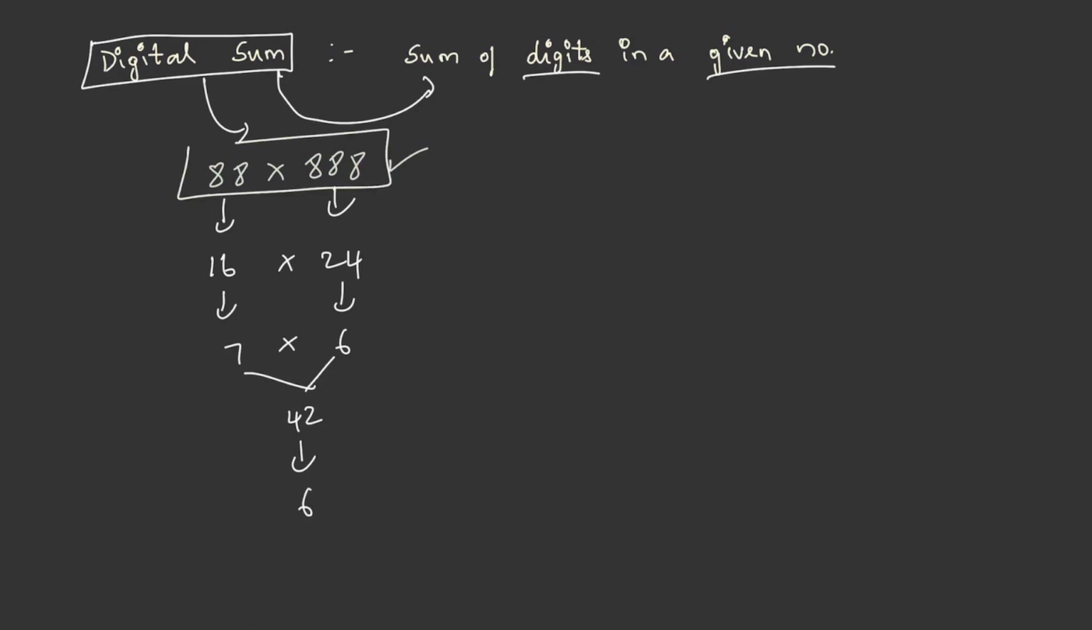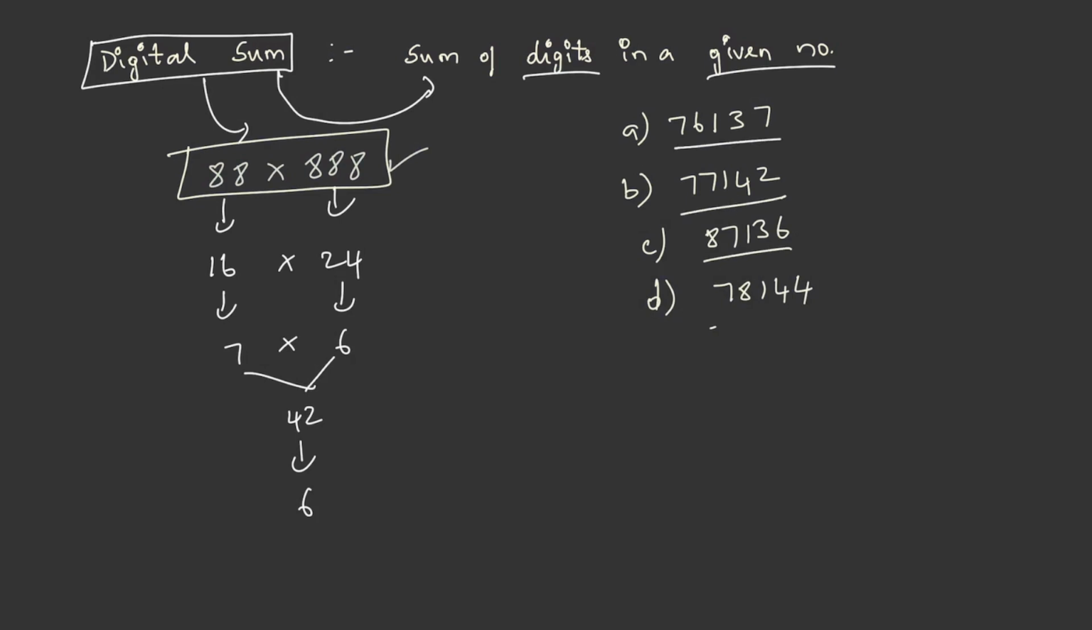Now this is the question asked to you and the options are given as such. A is 76137, B is 77142, C is 87136 and D is 78144. You need to look at the sum of digits in each case, and in the last option we get the sum of digits as 24, and on further doing this we get 2 plus 4 equal to 6.